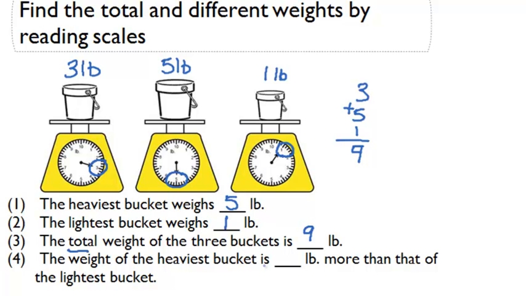The weight of the heaviest bucket is blank pounds more than that of the lightest bucket. Now, we said that our heaviest bucket was 5 pounds and our lightest was 1 pound. So let's subtract 5 minus 1 and find that the difference between the two is 4 pounds. So the weight of the heaviest bucket is 4 pounds more than that of the lightest bucket.